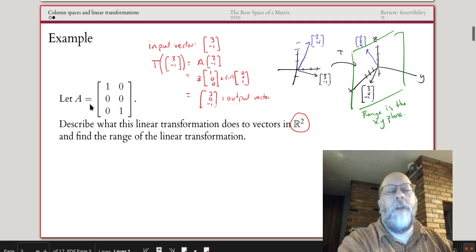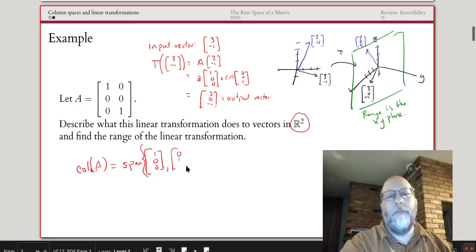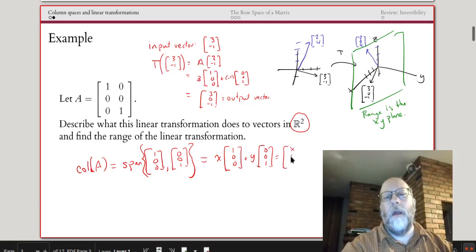But we can test this using column space also. The column space of A is by definition the span of the columns 1, 0, 0 and 0, 0, 1, which is the set of all combinations that have an x coordinate, a 0 for the y coordinate, and then something for the z coordinate. And so that is also the xz plane.